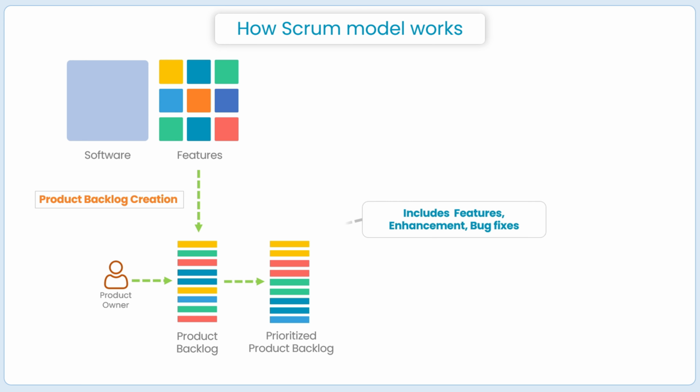This list will include features, enhancements, and bug fixes. Each item is written as a user story. For example, as a user, I want to transfer money instantly.